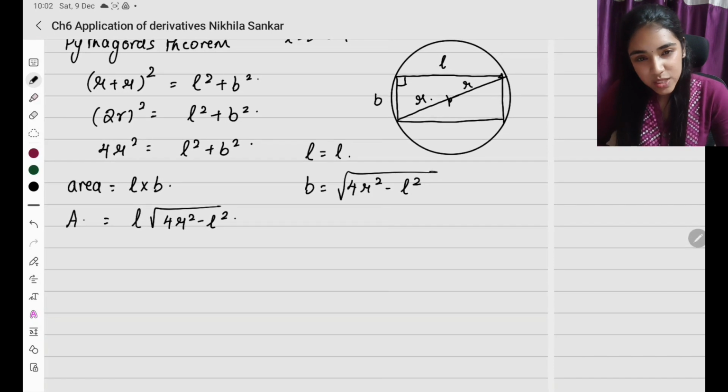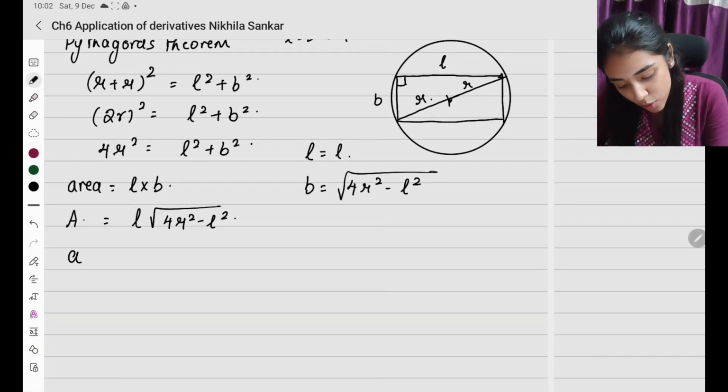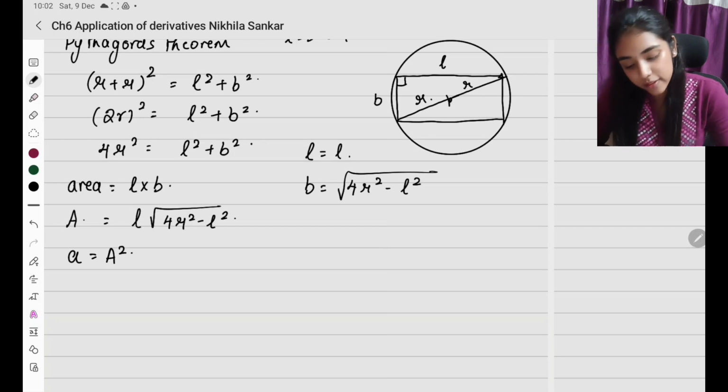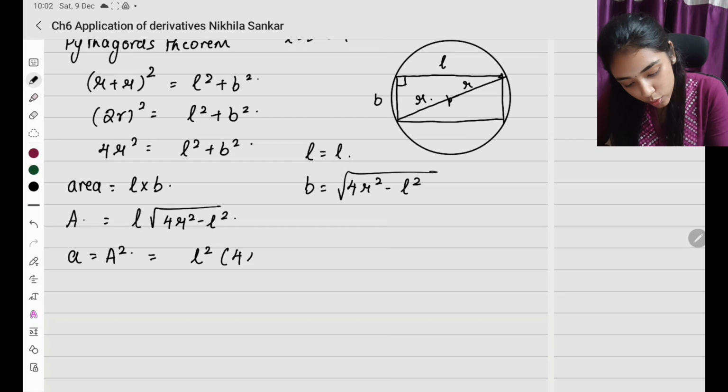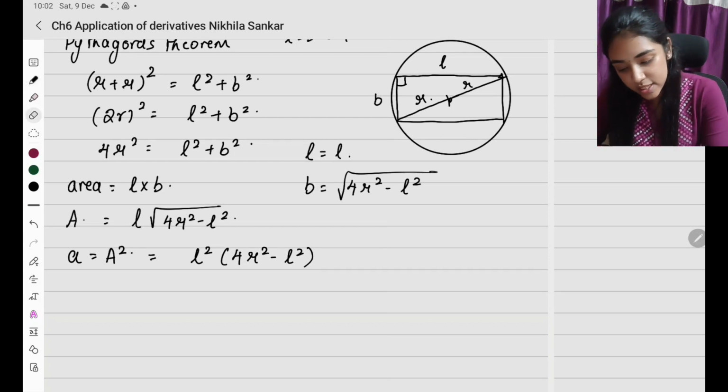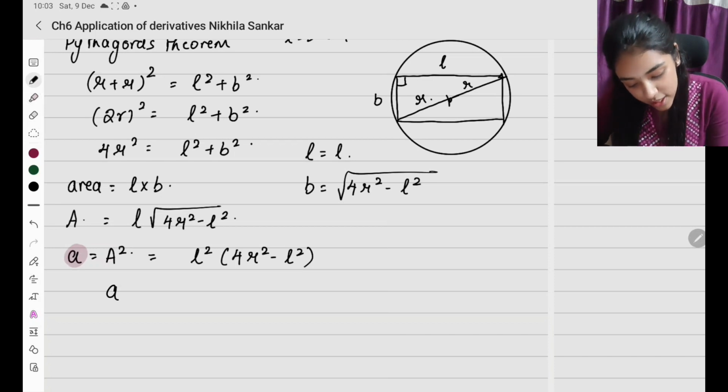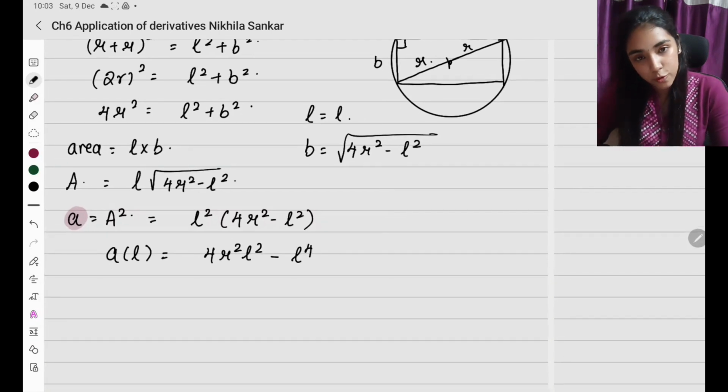Okay. But I don't want to solve with the square root, so I'm going to take A as the square of the area, which is going to be A square. What is my A square? It is going to be L square, and the square root goes off. So 4r square minus L square. Okay. So this is what I'm going to differentiate with respect to L. So I have A of L to be, when I multiply inside, 4r square L square minus L power 4.